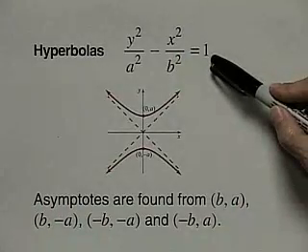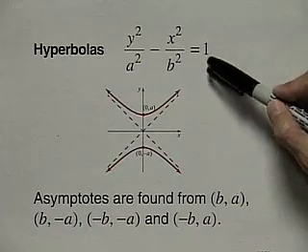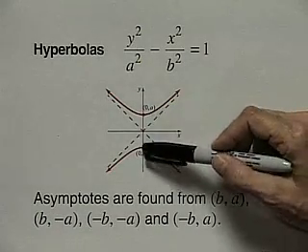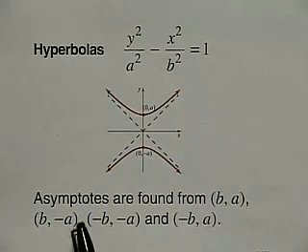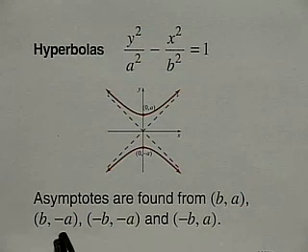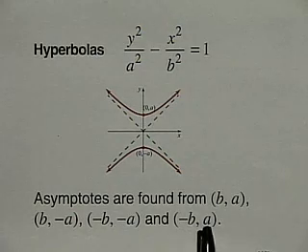Well, let's look at a hyperbola oriented in the other direction. Hyperbolas represented by the equation y squared over a squared minus x squared over b squared equals 1 have this orientation. Notice that the vertices of the hyperbola are on the y-axis, so have coordinates (0, a) and (0, negative a). Asymptotes are found from the ordered pairs (b, a), (b, negative a), (negative b, negative a), and (negative b, a). Well, that's a lot of information. Let's use some of it in some examples.